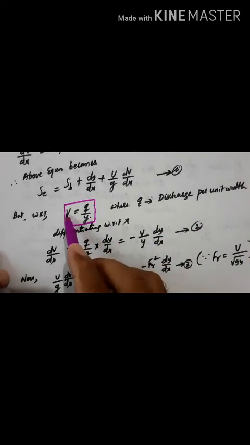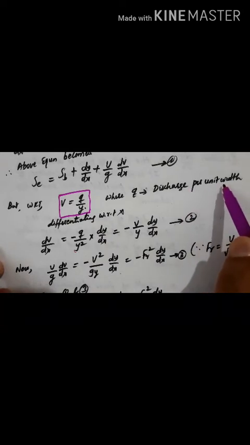Then again differentiating this with respect to x, dV by dx is equal to minus q by y square. I differentiated this one: q is the discharge per unit width, which is a constant. The variable is y, and this y is differentiated with respect to x. When you differentiate 1 by y, you get minus 1 by y square into dy by dx. Further, you substitute the value of q by y, that is, q by y is nothing but V. We get minus V by y into dy by dx.